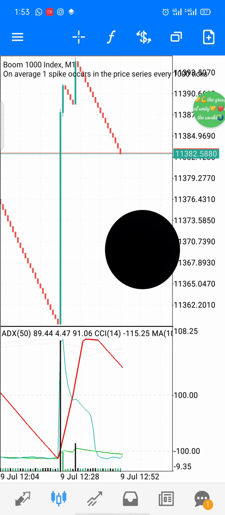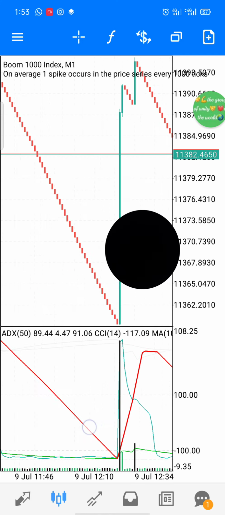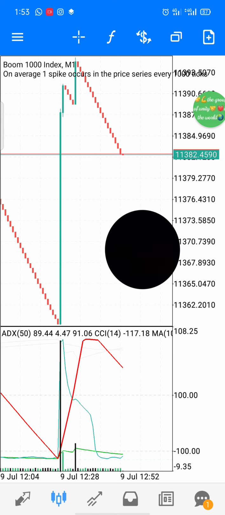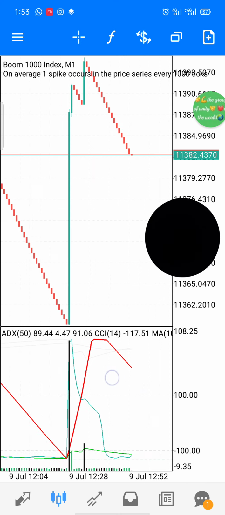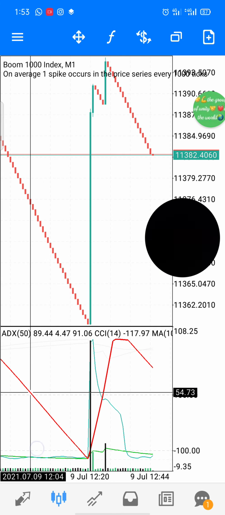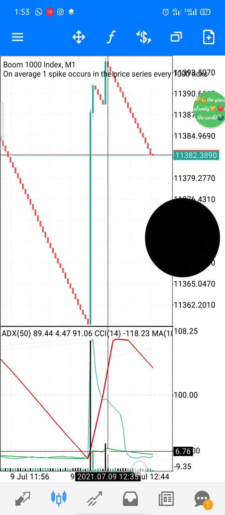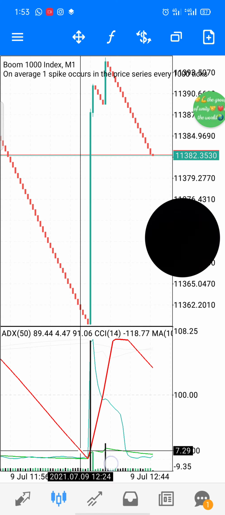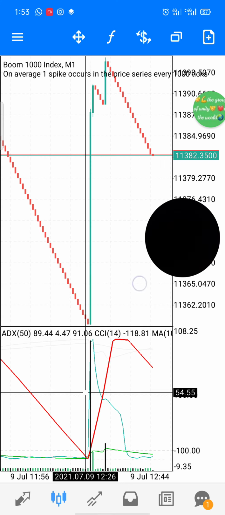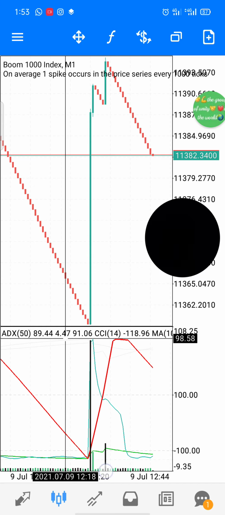So, guys, this is crash and boom, trading crash and boom, spike catching strategy. Okay, guys, watch this. I want to show you crash and boom. This is what you need to catch a spike. Just wait for this red moving average to cross below this green line at the oversold level, and then boom, it's a spike. That's it.